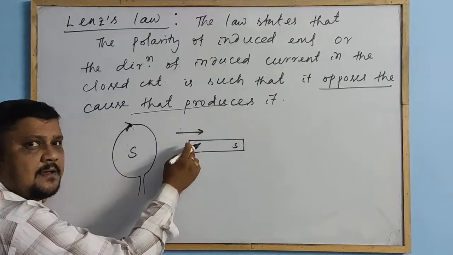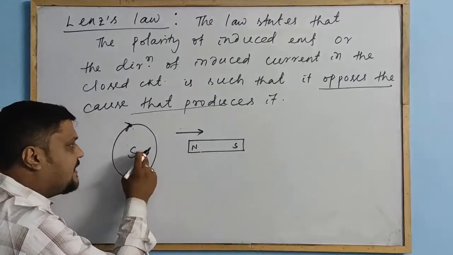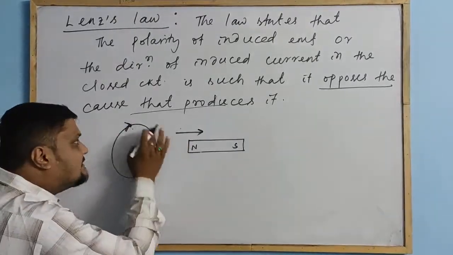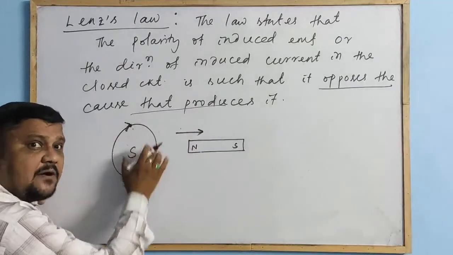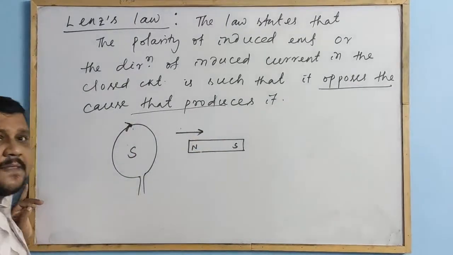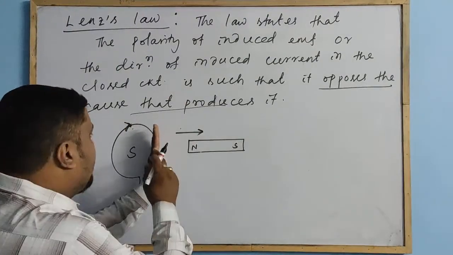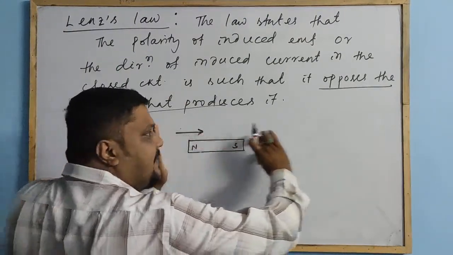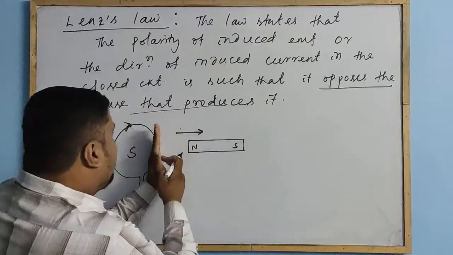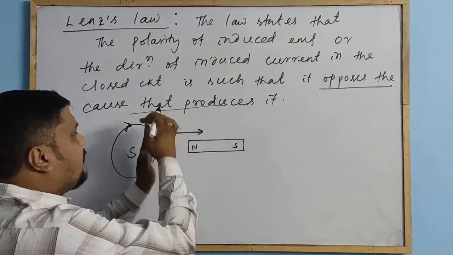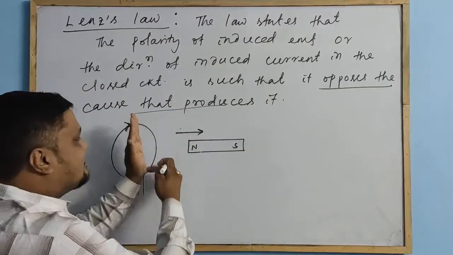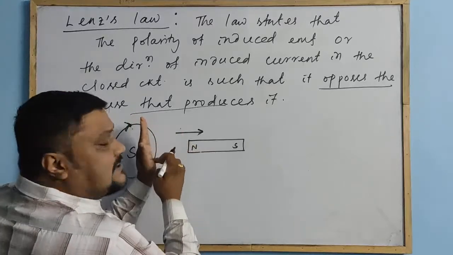Take the bar magnet with its north pole facing towards the coil. On what side of the coil? That is facing to this one. That is the north pole. Means the coil is not like this, the coil is like this. So if the north pole of the bar magnet is moving away from this, the current will be in the clockwise direction. So if it is clockwise for this north pole, this looks like what?